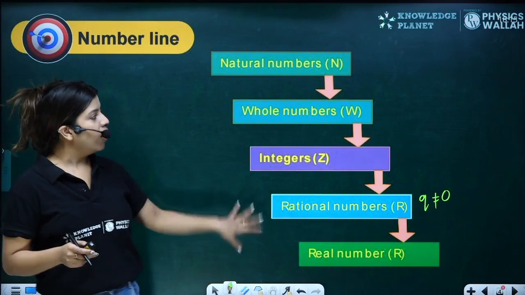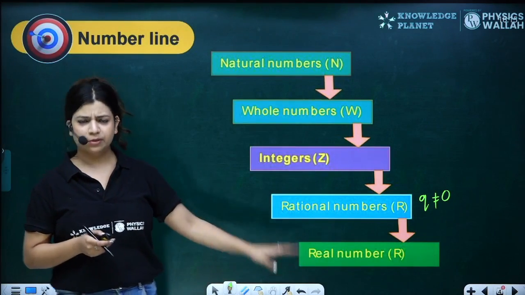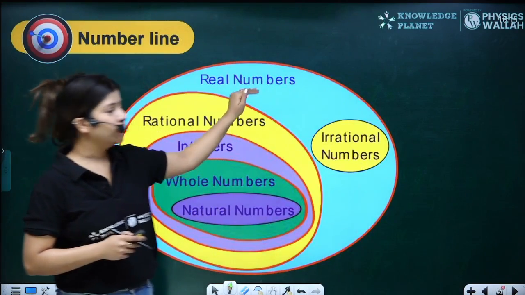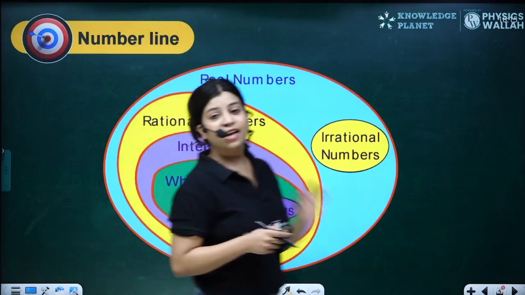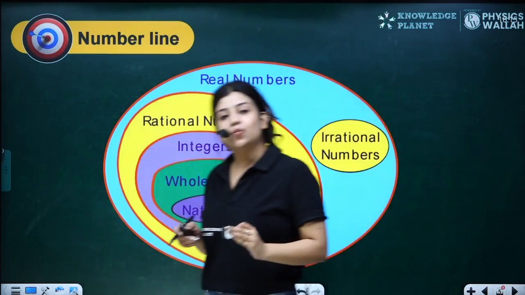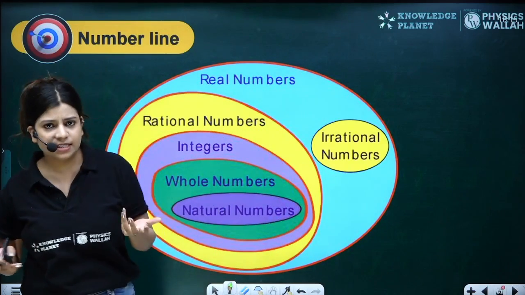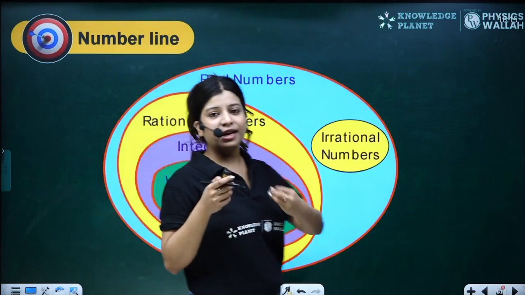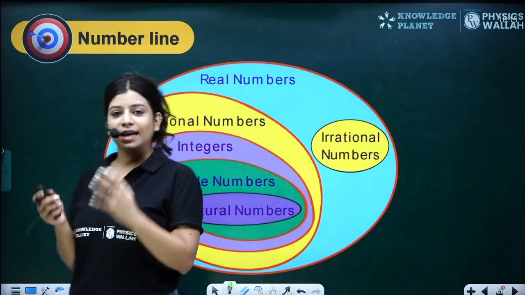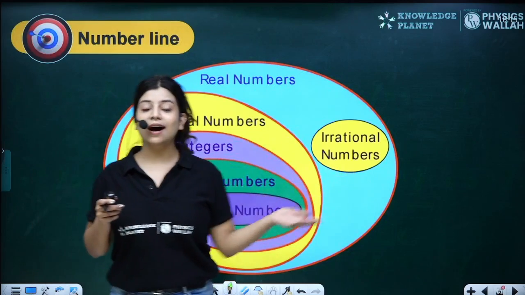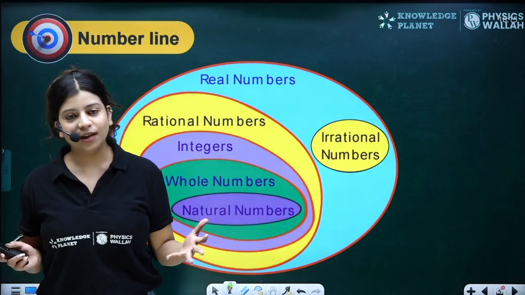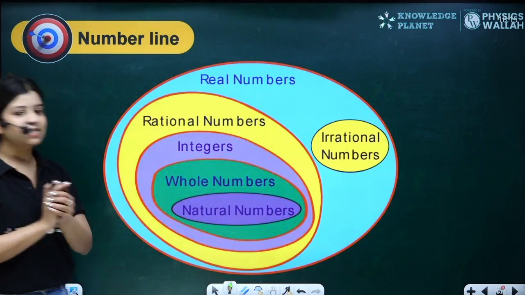All these numbers collectively are called real numbers. But apart from these numbers, there is also one group of numbers that comes under real numbers, those are your irrational numbers. Now what are irrational numbers? The numbers that cannot be expressed in the form p by q, or basically the numbers whose decimal expansion is non-terminating, non-recurring. We are going to do decimal expansion by the end of the lecture, and we will discuss what these terms mean in this lecture.